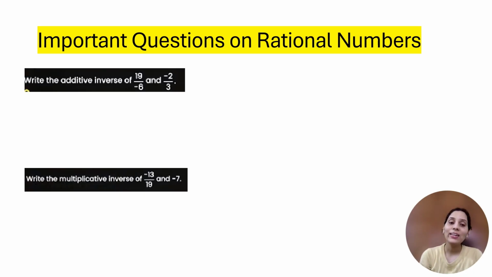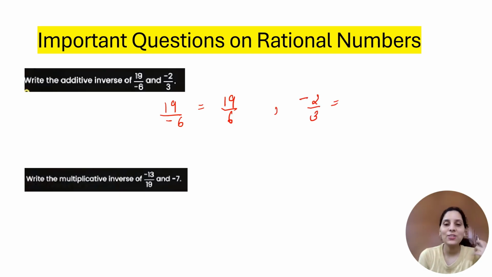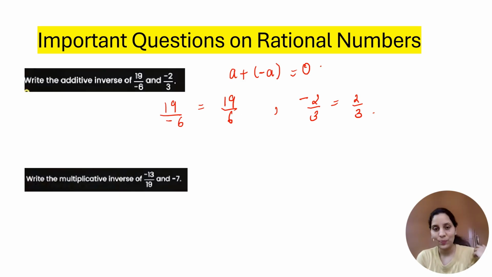First one, write the additive inverse of 19 by minus 6. Firstly, what is additive inverse? To write the additive inverse, we just interchange the sign. If it is positive, we write it negative, and if it is negative, we make it positive. So for 19 by minus 6, the additive inverse is going to be 19 by plus 6. Similarly, for minus 2 by 3, the additive inverse is going to be 2 by 3, because we know a plus minus a is equal to 0.